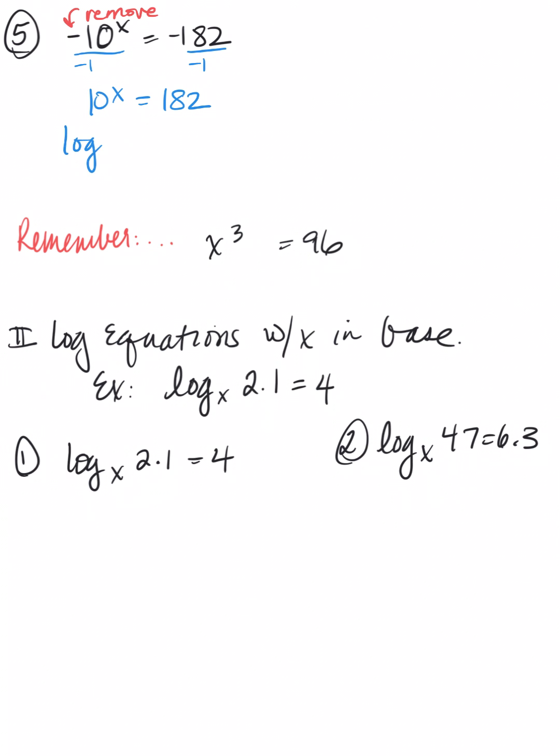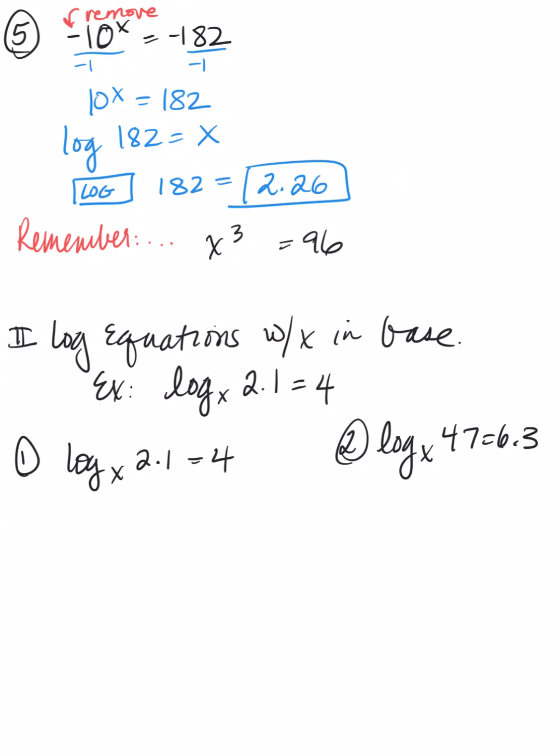It's already base 10, remember? It's understood, of 182 equals x. Now on this one, you don't have to use that log base function. You can just hit the log key on your calculator and type in 182, and it will give you the answer. And you should end up with 2.26. Remember, the log key has the base of 10 built in.